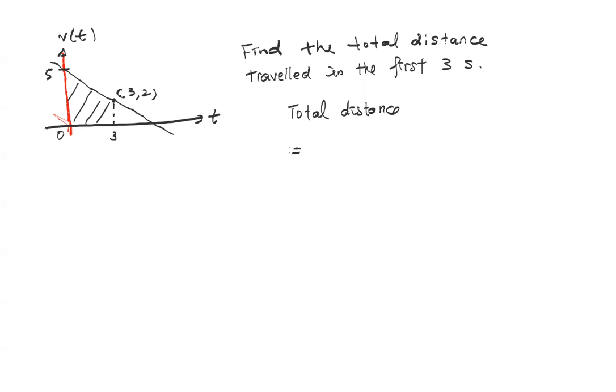It is the area of the trapezium, correct? The width is 3. The height here is 5. This one is 2. So the area of a trapezium is the sum of the parallel sides times the width divided by 2. Correct? So it's 10.5. Am I right?